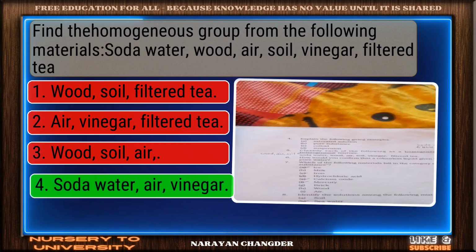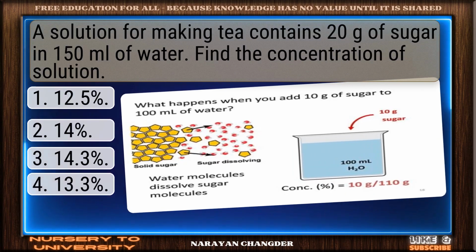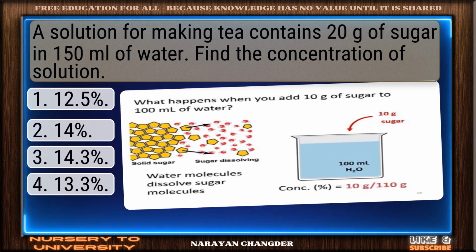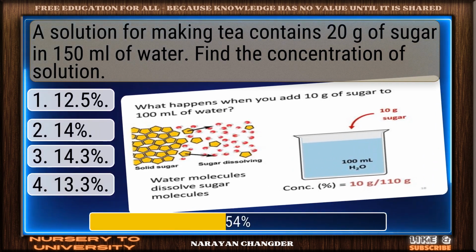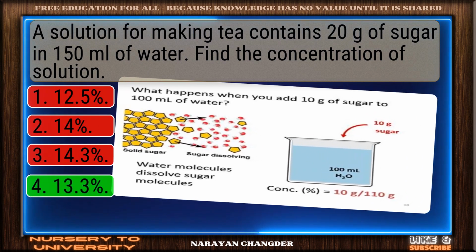Excellent. Soda water, air, vinegar is a brilliant choice. Question number 33. A solution for making tea contains 20 g of sugar in 150 ml of water. Find the concentration of solution. Correct. 13.3% is the right answer.